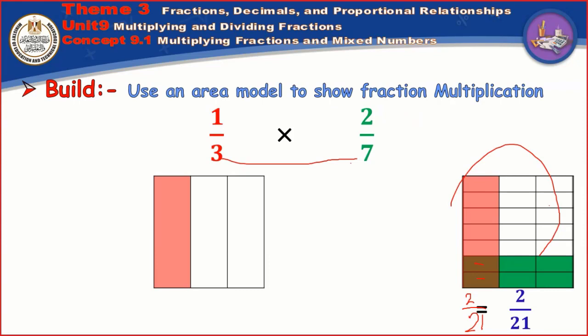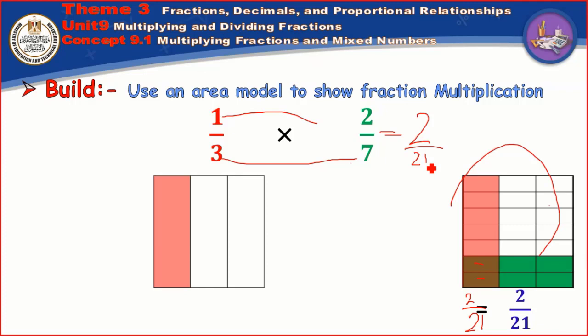Now let's review this example again. Why? Because this example I can do without modeling. Without drawing, how can I do it? 1 times 2 equals 2 without modeling. Numerator times numerator equals 2. And the denominator times denominator: 3 times 7 equals 21. And we find the answer without drawing a model.